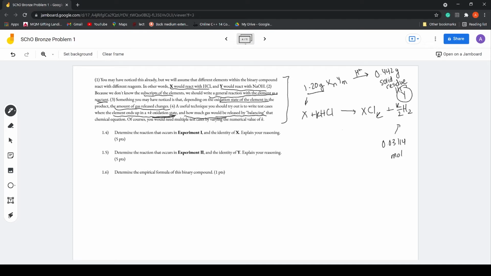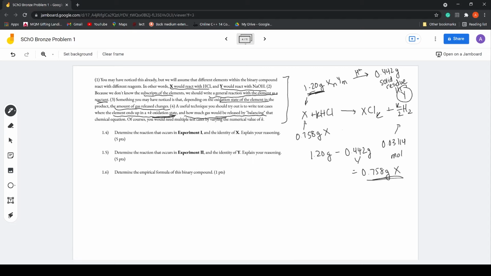So our solid residue is just going to be Y. We know that there was 1.2 grams of the entire compound to begin with, and the entire compound is made up of X and Y. So if I take the total compound, 1.2 grams, and subtract off the amount of Y, 0.442 grams, what does this get me? This gets me 0.758 grams of X. So now I know the mass of the X that was reacting. It was 0.758 grams of X.